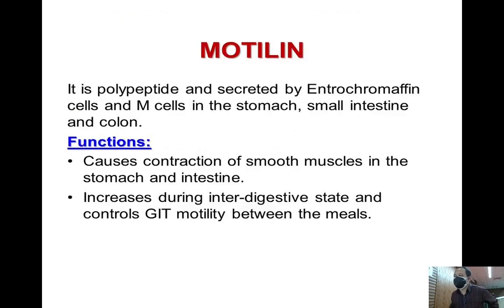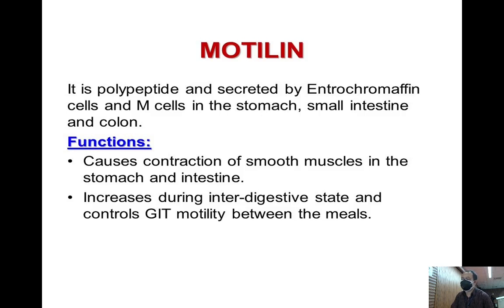Okay. Another hormone is called motilin, and this is the last hormone that I will be discussing. It is a polypeptide secreted by enterochromaffin-like cells and the Mo cells. These M cells are also called Mo cells. So these are two cells which are present in the stomach, small intestine, and colon, and when they are stimulated by a number of things, by stretch, they cause the secretion of motilin. The function of motilin is that it causes contraction of smooth muscles in the stomach and intestine, and these contractions increase during the interdigestive state.